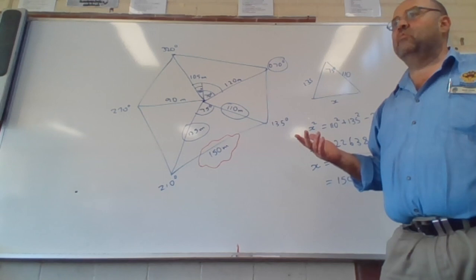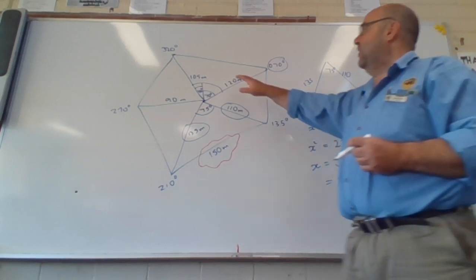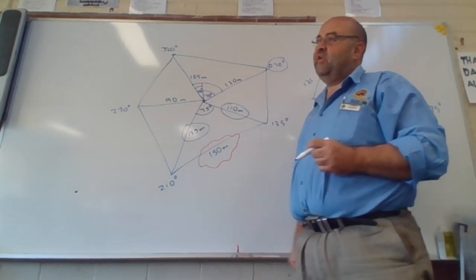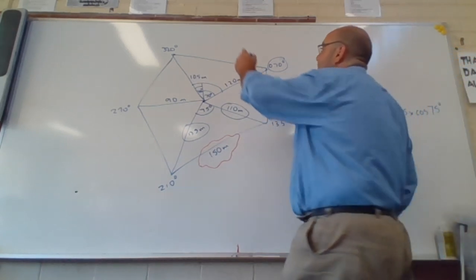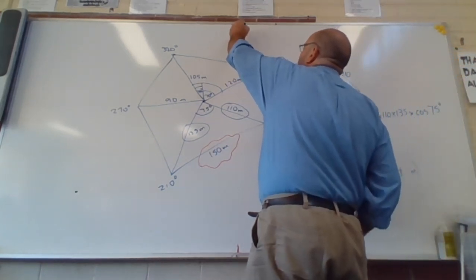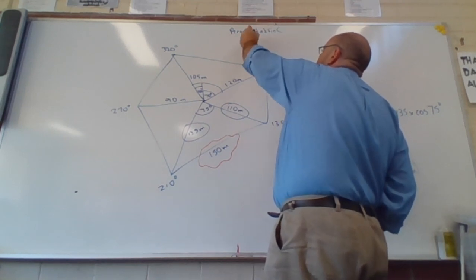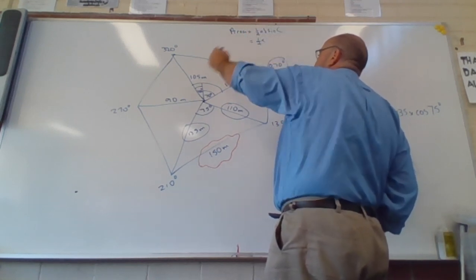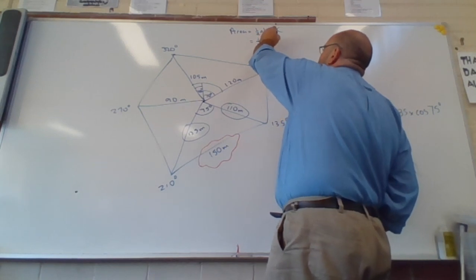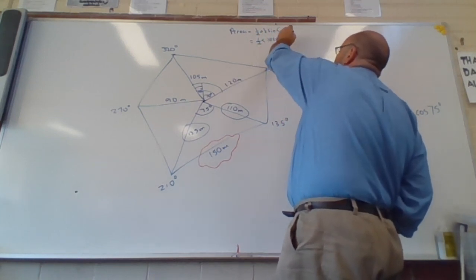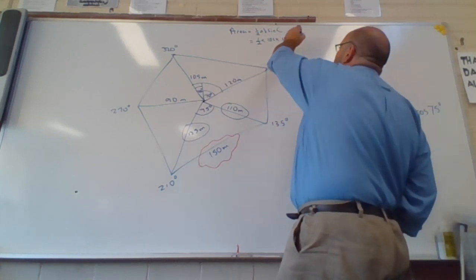Now, what about if they wanted to know the area of one of these triangles? Well, that's not a problem. We just use the area formula. In fact, we're going to work out the area of this triangle over here. So we know that area is a half ab sine C. So area is going to be a half times 105 times 120 times the sine of the angle.